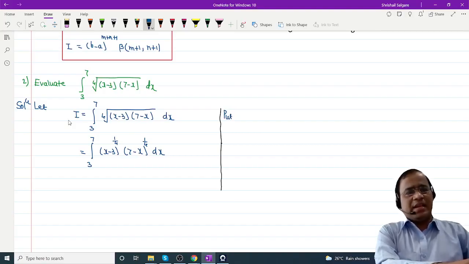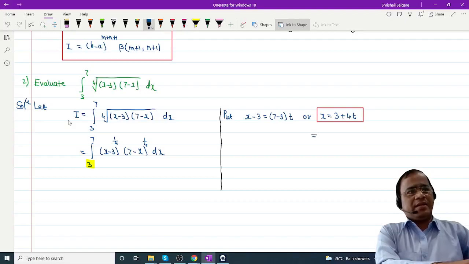X minus a, what is the value of a? I am highlighting. X minus 3 is equal to b minus a, that b minus a is 7 minus 3, into t. So x is equal to this minus 3, I will write to the right side, that becomes plus, and 7 minus 3 is 4. So that's why you are getting that substitution as x is equal to 3 plus 4t.